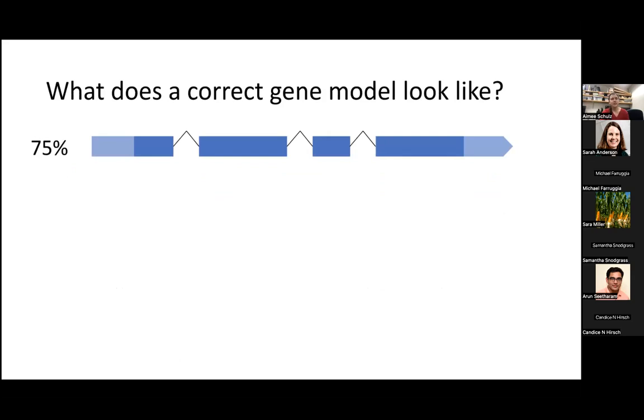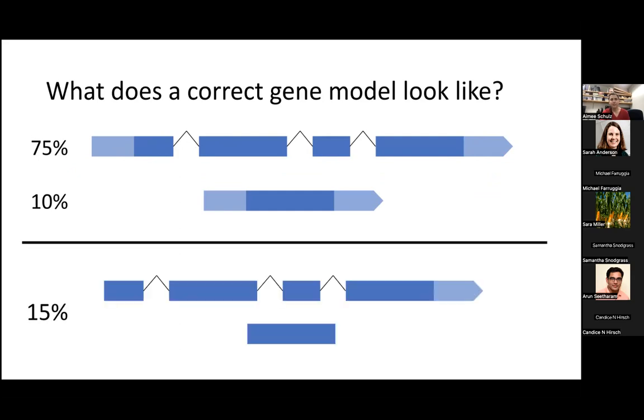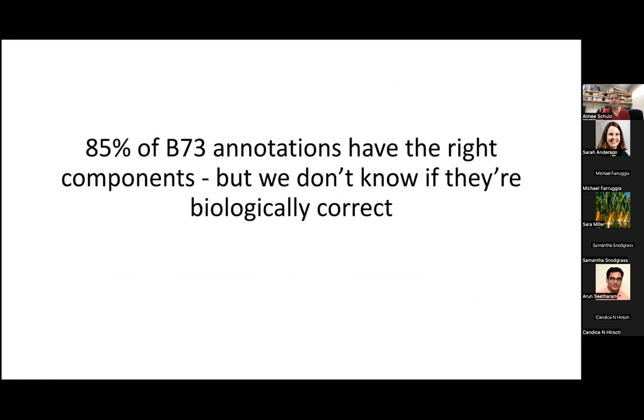And so if we look at just B73, the V5 reference genome, and we start asking, well, a correct gene should have all of the right components. So it should have a 5' UTR, as shown here, as well as our exons and our introns, and a 3' UTR. Around 75% of the B73 gene models look like this. Another 10% have all the components, but they are only a single exon. And then we have 15% that are missing one or more components of what we would consider a correct gene model. Now you might be wondering, okay, well, why don't we just use the 85% that have the right components? But the real problem there is that we don't actually know if they're biologically correct.